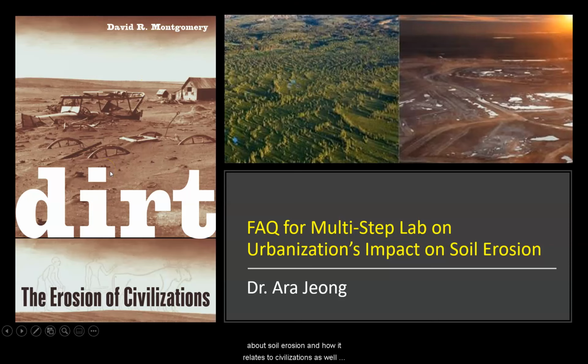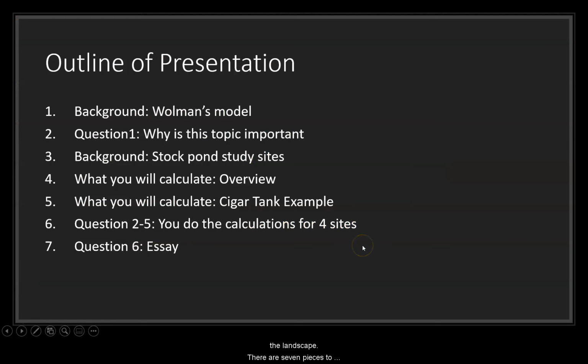and how it relates to civilizations, as well as some other pictures about the impact of soil erosion on the landscape. There are 7 pieces to this presentation. Background material about Luna Leopold's model, understanding how urbanization impacts soil erosion, going over question 1 in the lab, then more background materials about the stock ponds study sites that you will be analyzing.